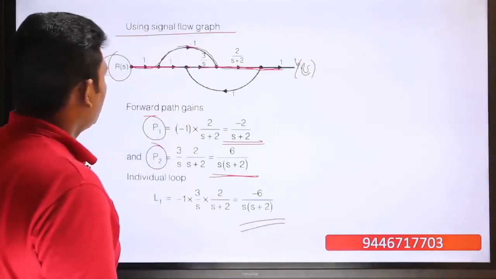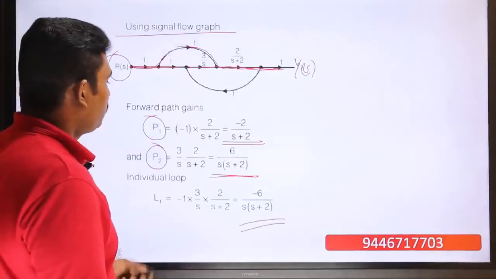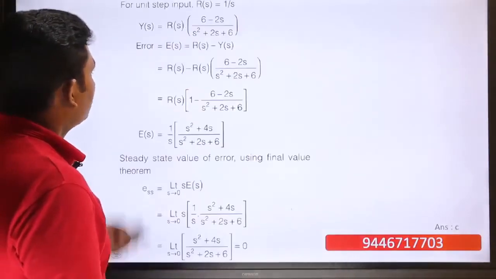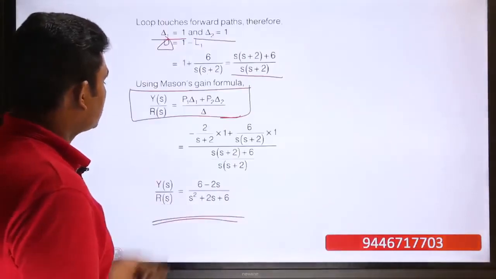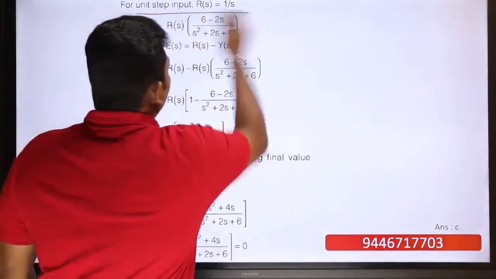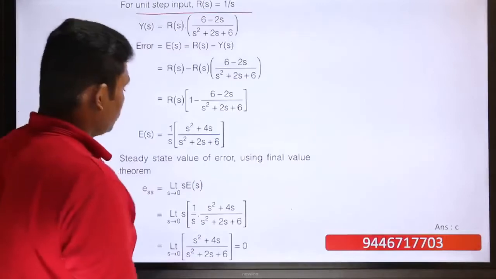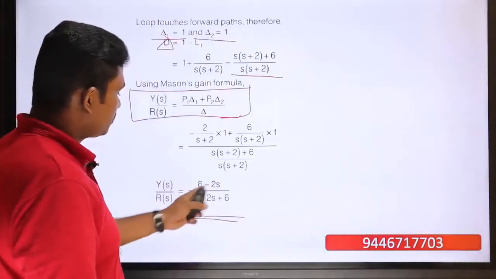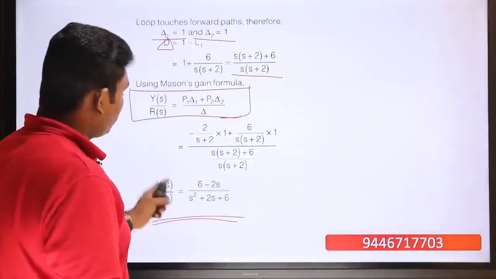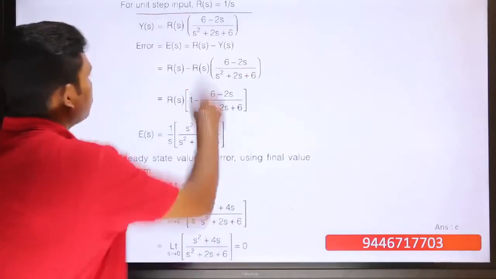What is the question? In the question we have to find the steady state error of the system. So now we are moving to finding the steady state error. From the transfer function that we have obtained, it is given that we are giving a unit step input to the system, with R(S) equal to 1/S. Here you can see Y(S)/R(S) is equal to (6 minus 2S)/(S squared plus 2S plus 6). That means Y(S) is equal to R(S) into this. What is our R(S)? Our R(S) is 1/S.